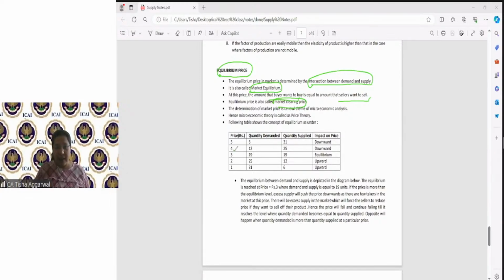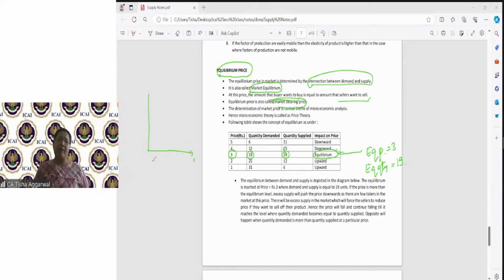Look at this. At the price 3 rupees, the quantity demanded is 19 and the quantity supplied is 19. This is the state of equilibrium. So this is what is known as the equilibrium price, and that is equal to 3, and equilibrium quantity, that is equal to 19. And how do you find it out diagrammatically?